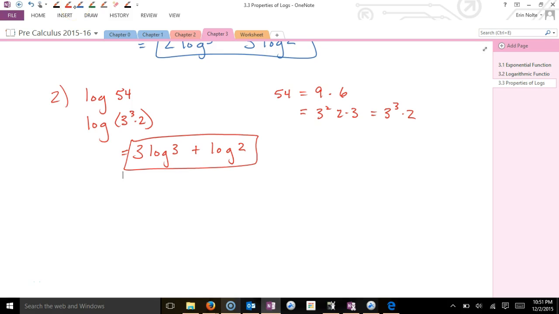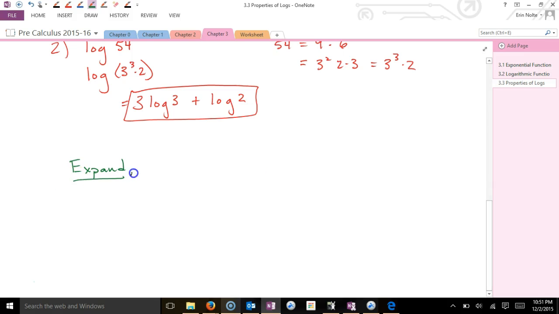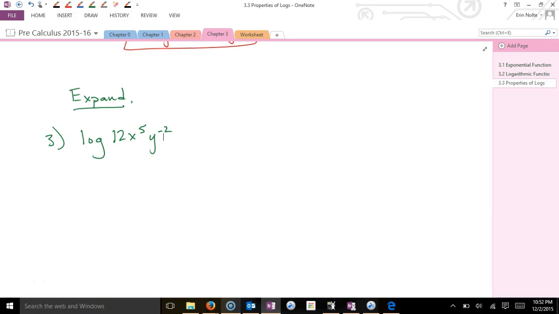Okay, so the second thing they do with this is they ask you to expand and condense these with variables. So we'll just say, example 3, we're going to have log of 12x to the 5th y to the negative 2. Okay, so if I'm going to expand this, first of all, how many logs am I going to have? There's going to be 3. Very good, okay? Because there are 3 values that are being multiplied. There's one for the 12, one for the x, and one for the y.